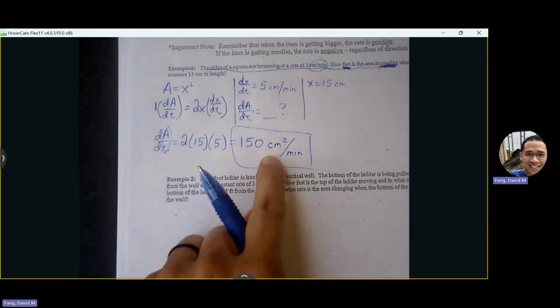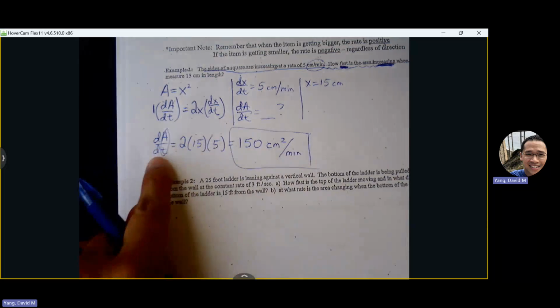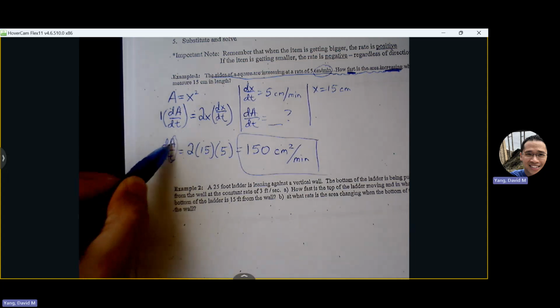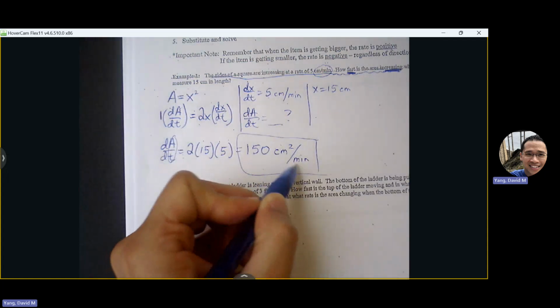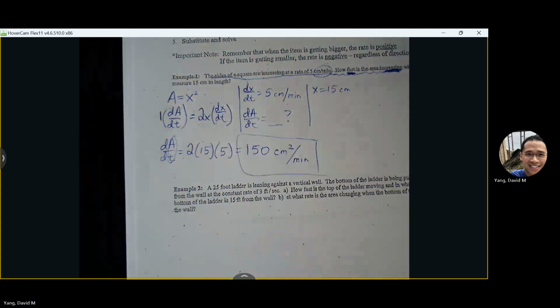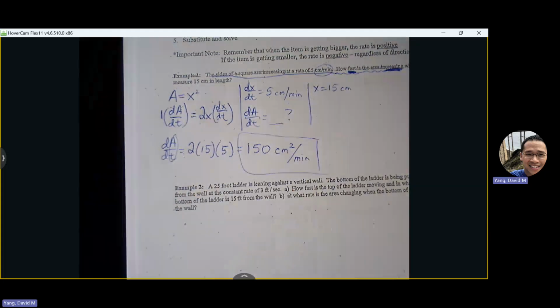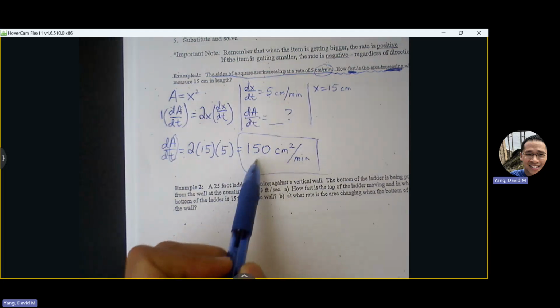So if you're ever trying to decide, wait, what's my unit here? Look at your variable. Your variable is going to tell you enough clues to help you figure out what units to use. So area is centimeters squared. Time is minutes. We see them divided by one another, so we're going to divide our units by one another as well. It makes sense that since the size of our square is increasing, we expect the area to be increasing as well. It makes sense that we're getting a positive rate.